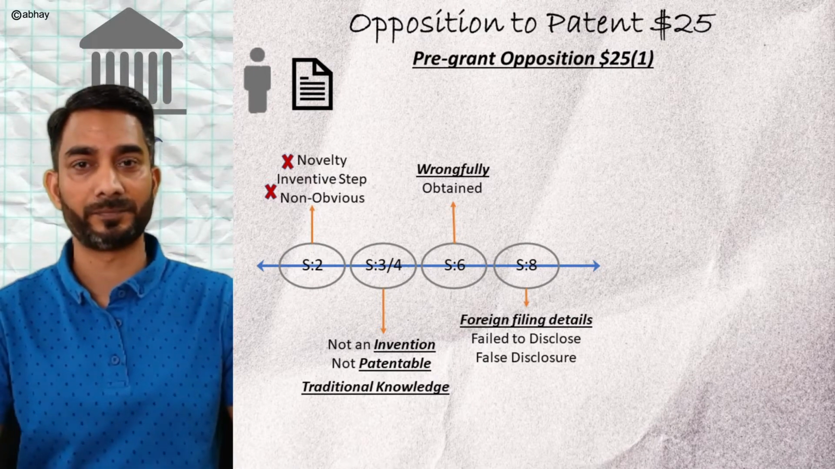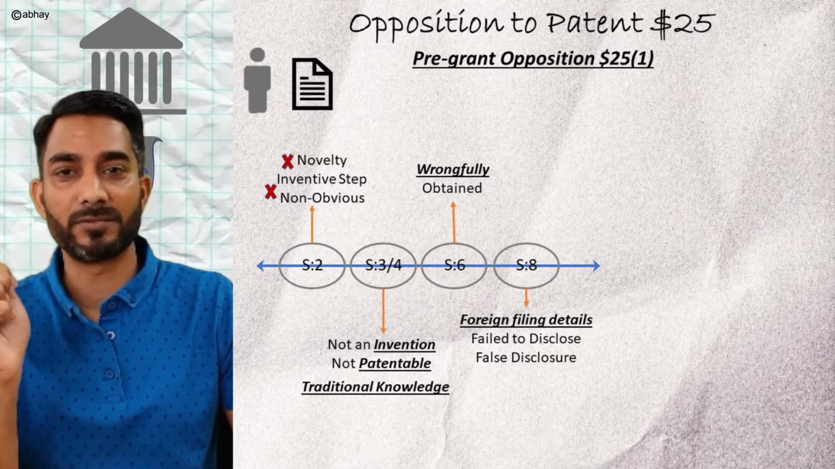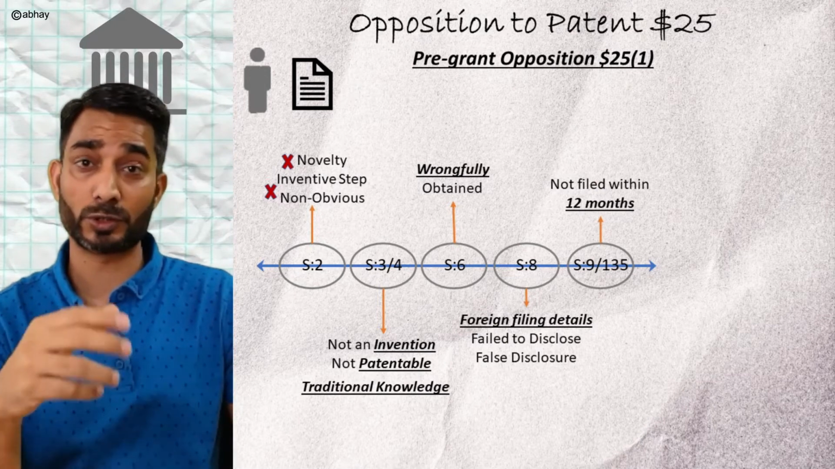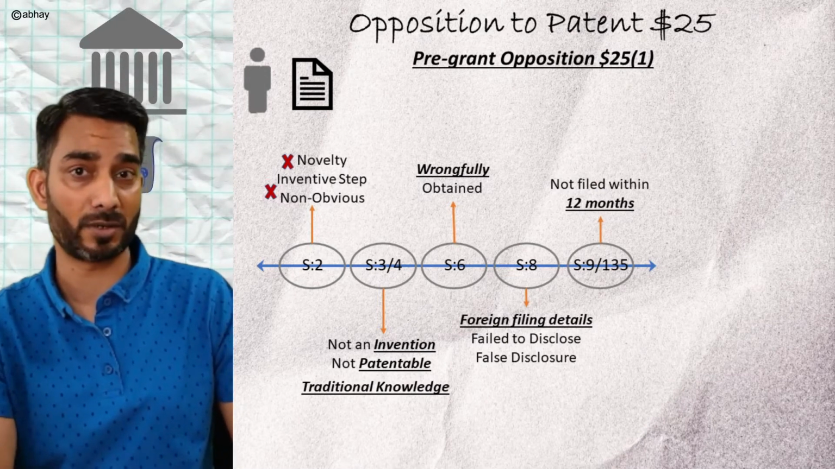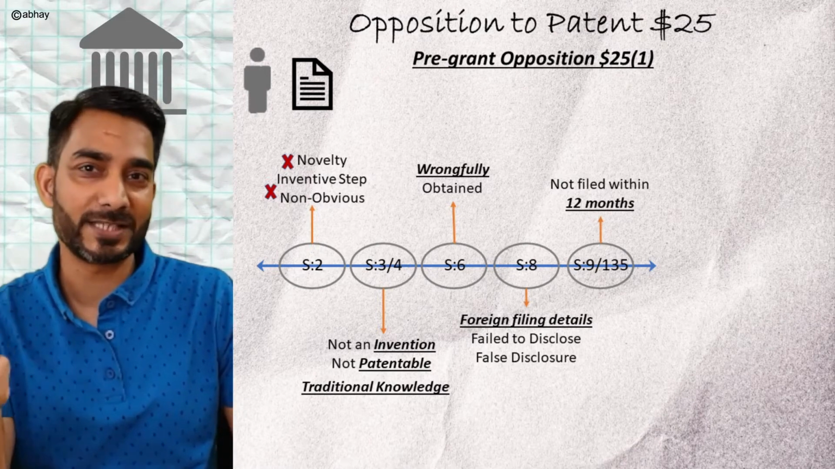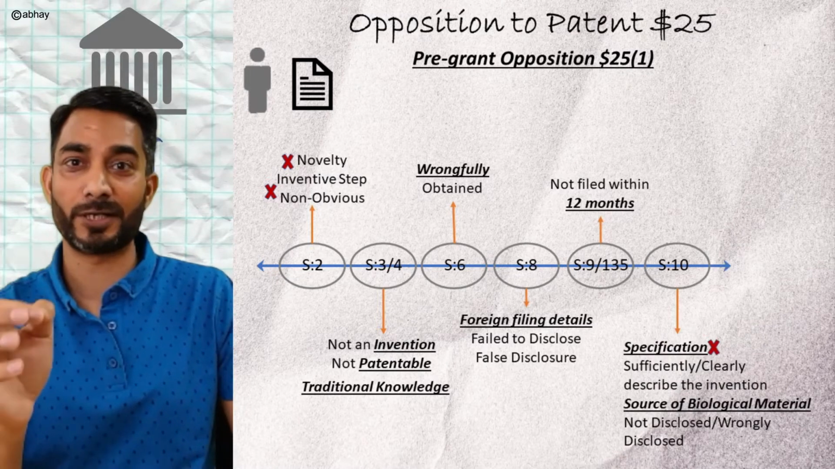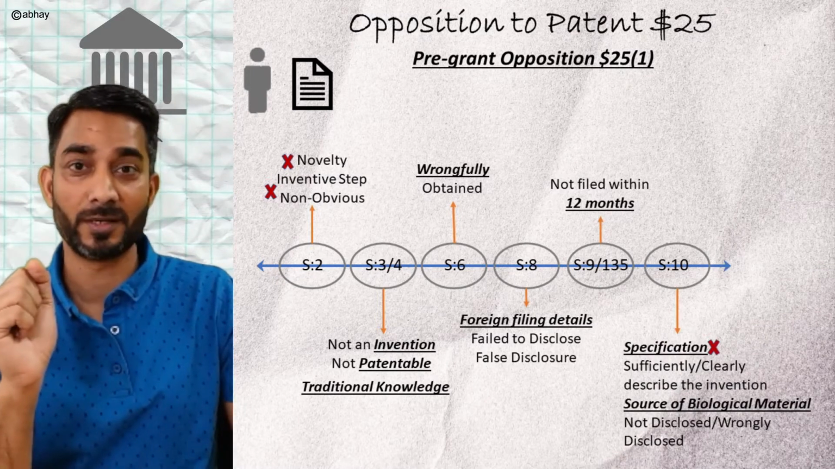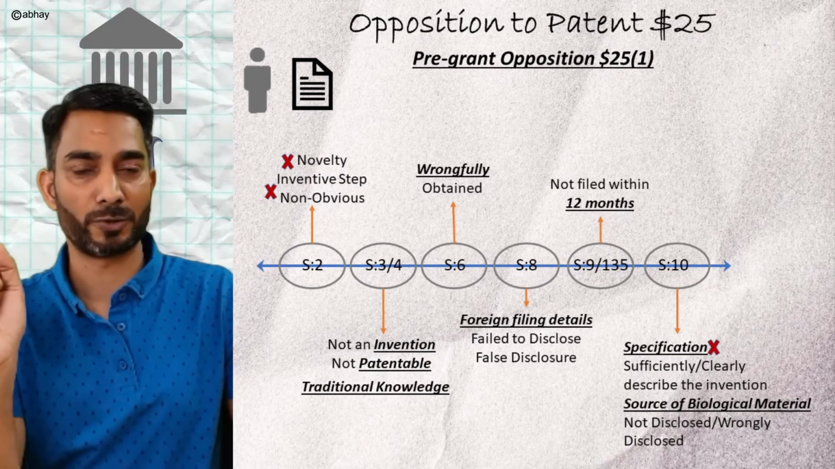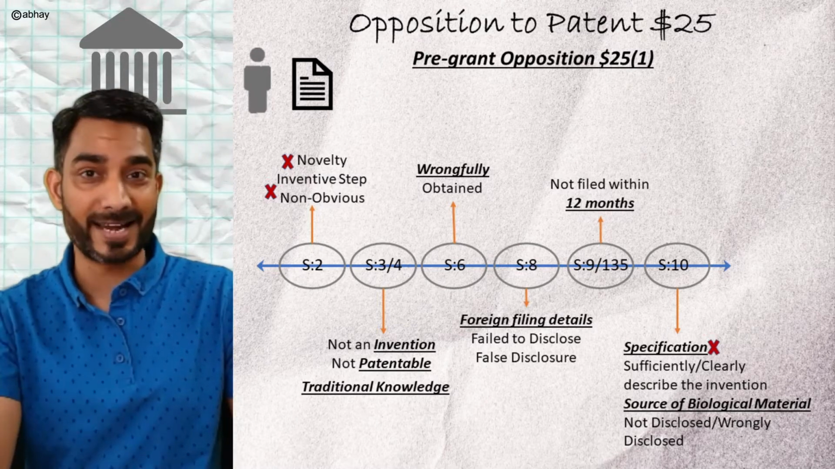Next is the priority date, as defined by section 9 and section 135. You can check whether this particular application was filed within 12 months from the priority date or not, specifically for convention applications. Next is section 10, basically how a specification should be drafted. It should specifically and particularly describe the invention. And in case of biological material, the source and origin of the biological material should be provided. And if a source and origin is provided, have you provided a right source or not?